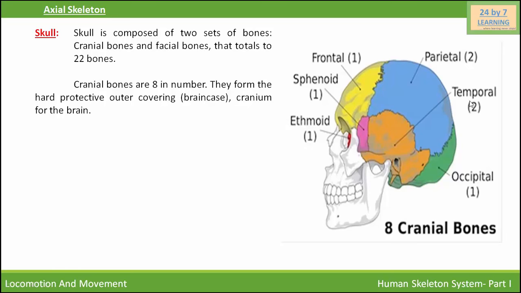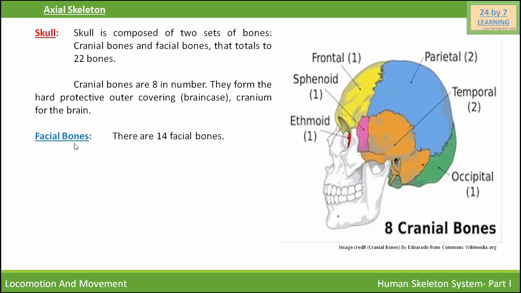This is the diagrammatic representation of the 8 cranial bones. The human skull possesses one ethmoid, one sphenoid, one frontal, two parietal, two temporal and one occipital bone. These 8 bones are called cranial bones because they form the cranium around the brain.